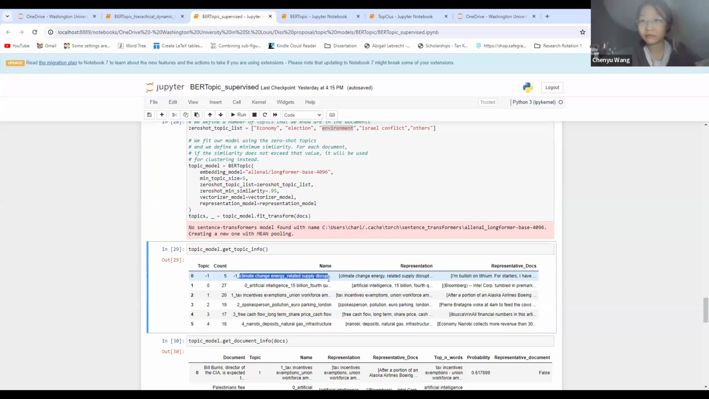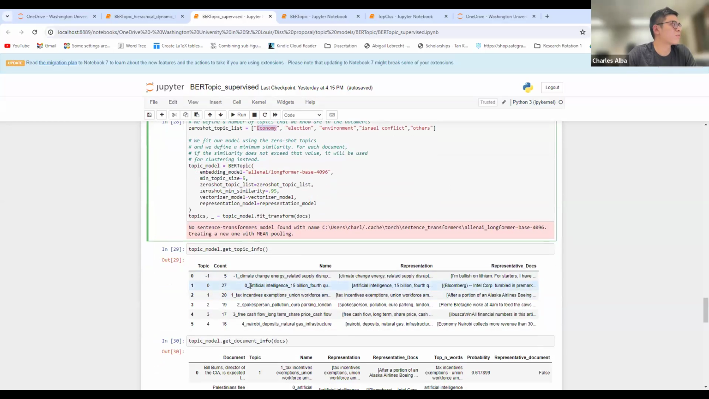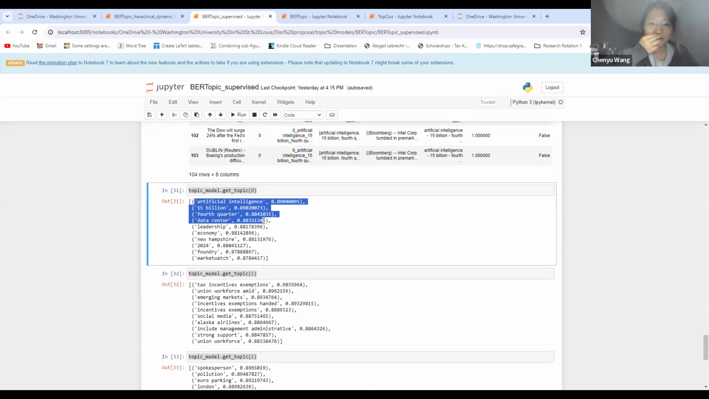It gives me much better, much more coherent outputs, because you told the model, "I think these are some topics that I have. Can you please help me rearrange the words such that I get a much smoother one?" Then I gave one for the economy, for example, and they talk about artificial intelligence. Where is it? Artificial intelligence, 15 billion fourth quarter, right? And it gave another one about tax incentive exemptions, union workforce, emerging markets, right? So it's able to go through your topics and keywords and give better outputs.